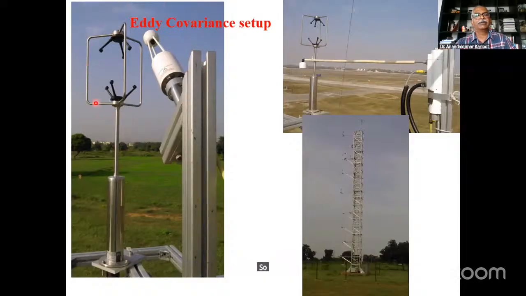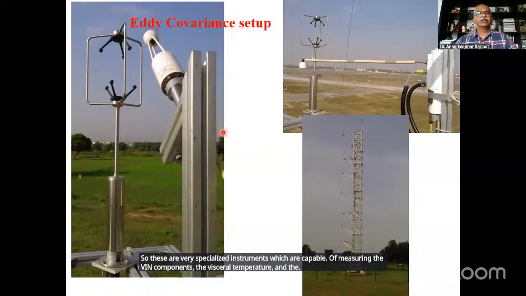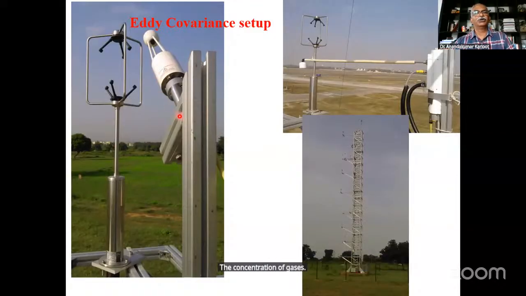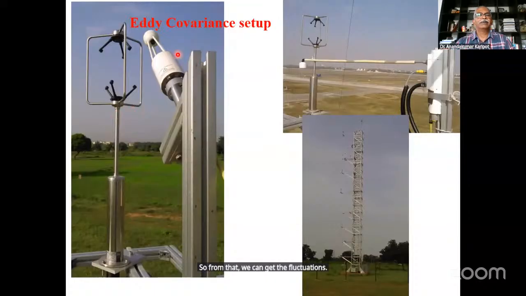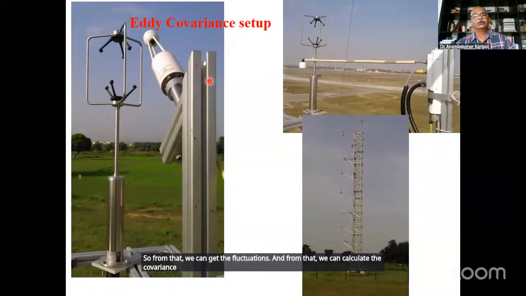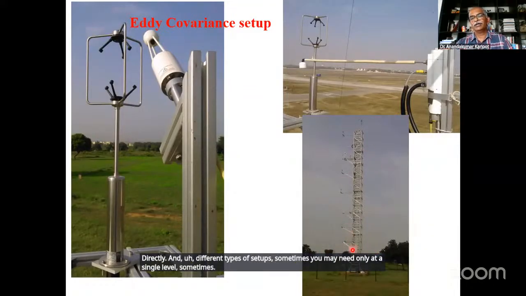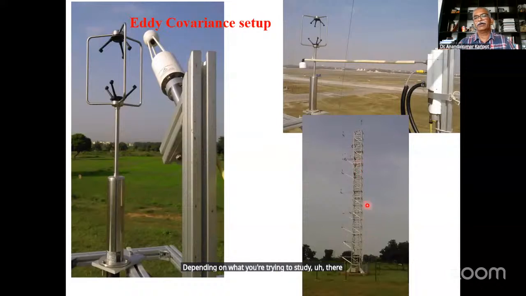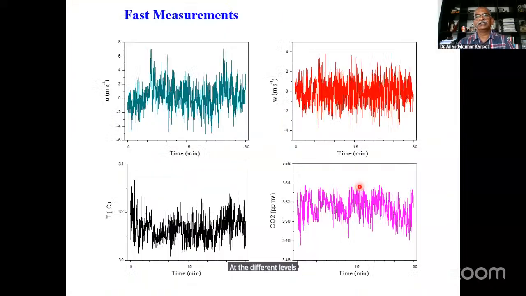So these are very specialized instruments which are capable of measuring the wind components, the virtual temperature, and the concentration of gases like water vapor or CO2 at a very high frequency, like 20 times a second, 30 times a second. So from that, we can get the fluctuations, and from that, we can calculate the covariance and get those fluxes directly. And with different types of setups, sometimes you may need only a single level, sometimes depending on what you are trying to study, there may be a tower of 50 meter or 100 meter, and then you can set this up at different levels and calculate these fluxes.